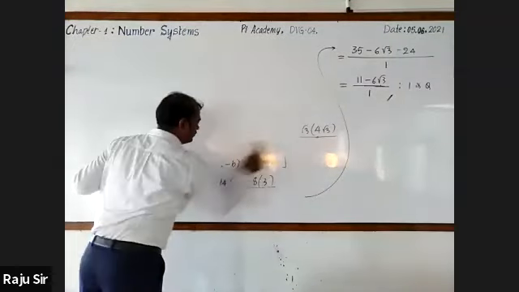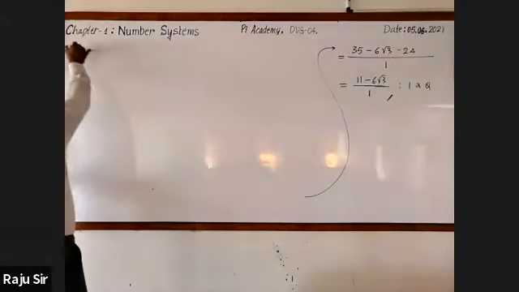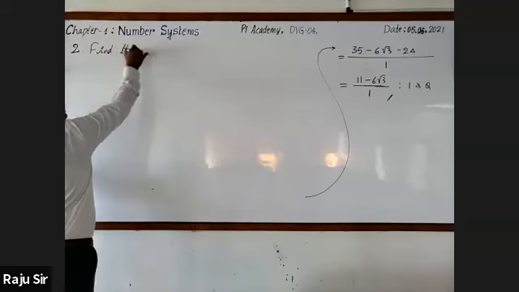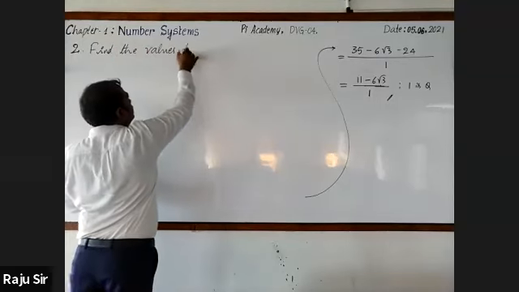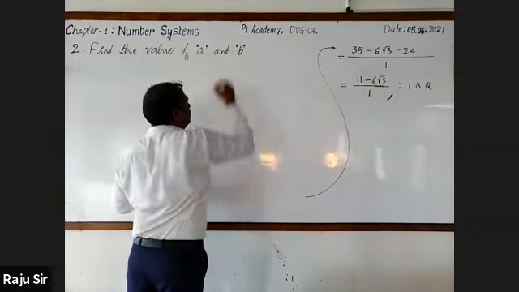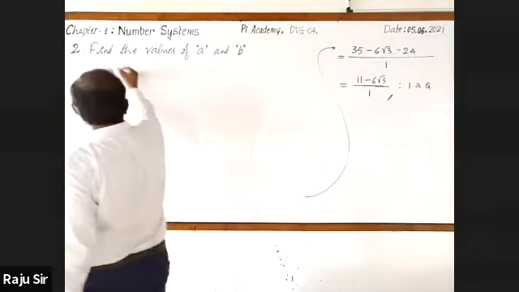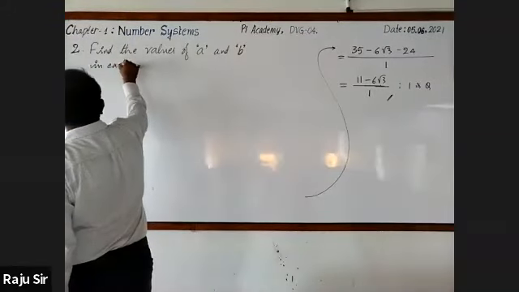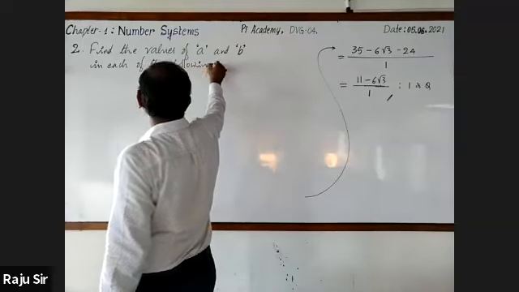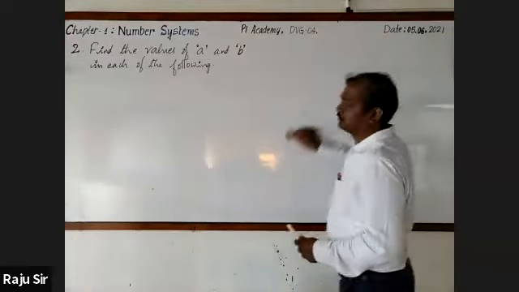First question, total 5 sub questions are over. Now it is the second one, very important. Find the values of A and B in each of the following. Listen.